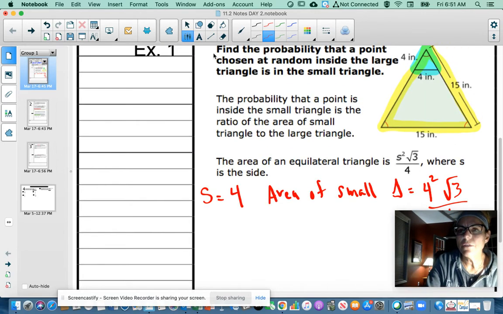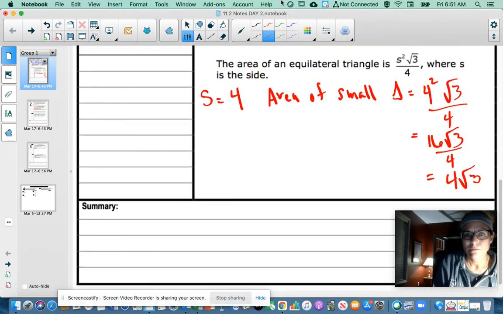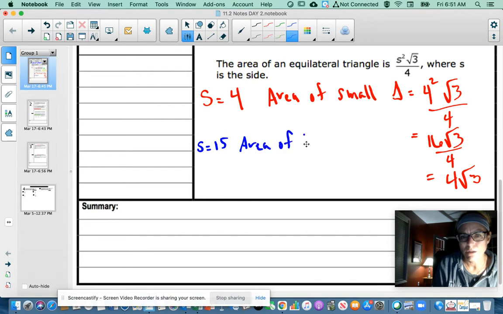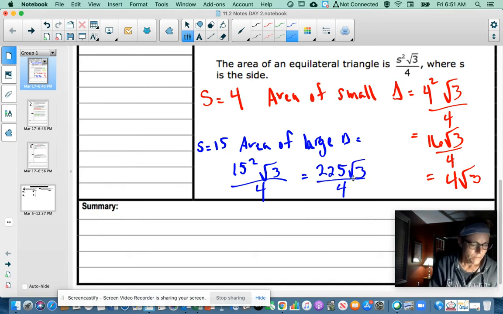Now let's find the area of the entire triangle. Those sides are 15. So that's going to be the area of the large triangle. It's going to be 15 squared root 3 over 4. Well, 15 squared is 225. And there is our area of the large triangle.